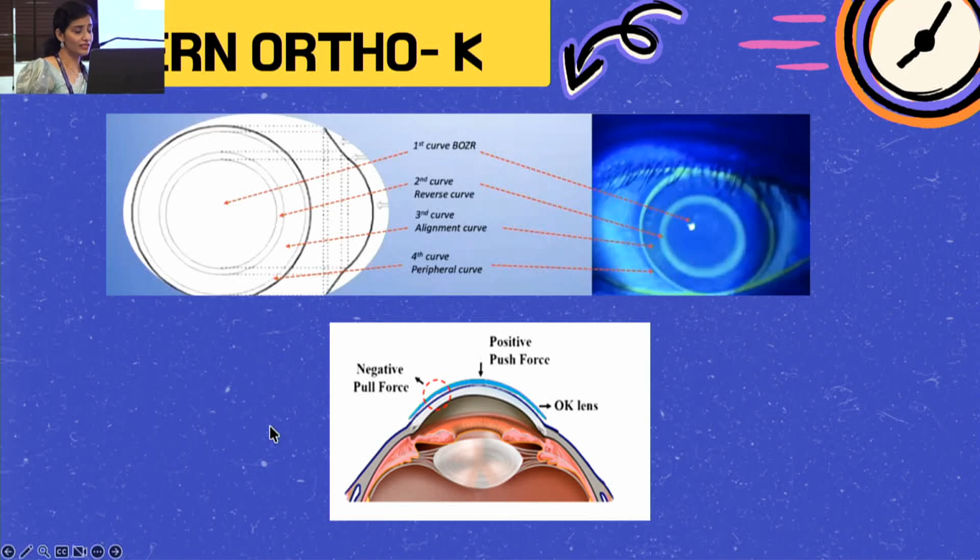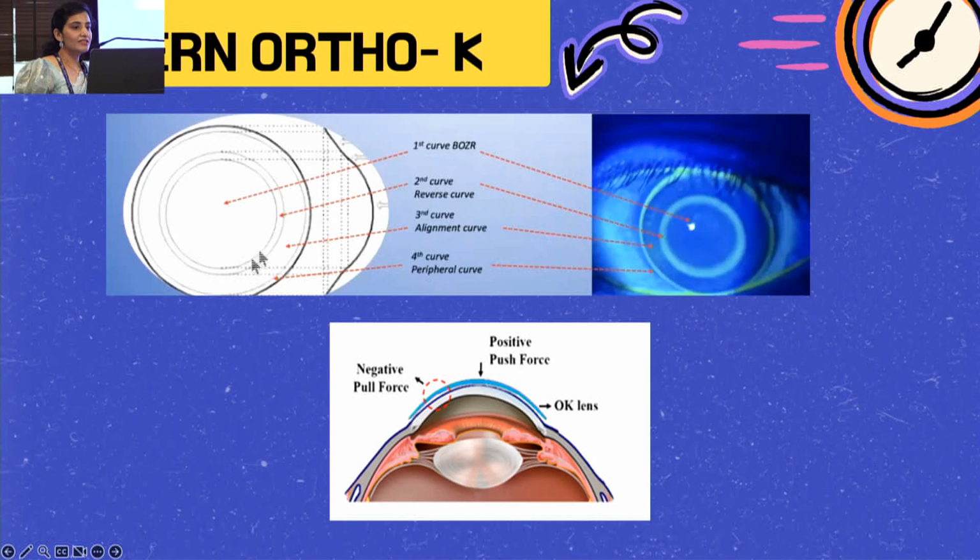So when the child applies the contact lens, there are 4 curves that are produced. This is the center part, a flat curve that corrects for the distance correction, and then there is a second curve, which is what controls the myopia. When the cornea is pressed, the epithelial cells are pushed away along with the tear film reservoir which is present in this area. So this will act as a tool to control myopia.